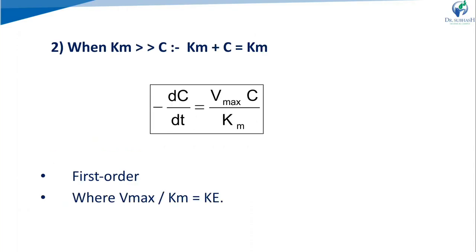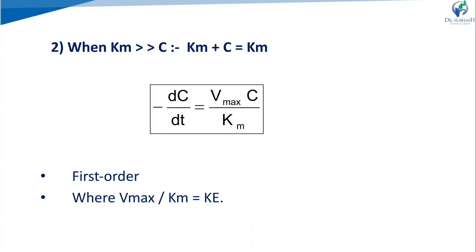The second possibility is when Km is greater than C. So Km plus C is approximately equal to Km, and the equation becomes dC/dt is equal to Vmax into C upon Km. That describes the first order elimination process, where Vmax by Km is equal to K.